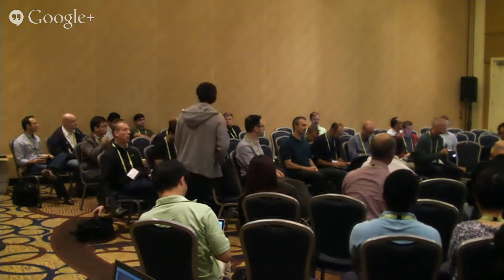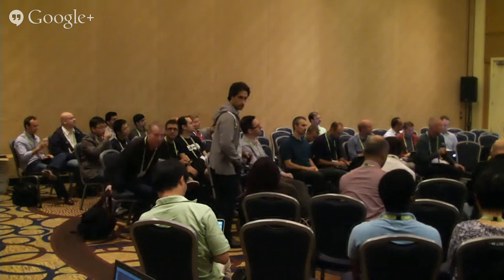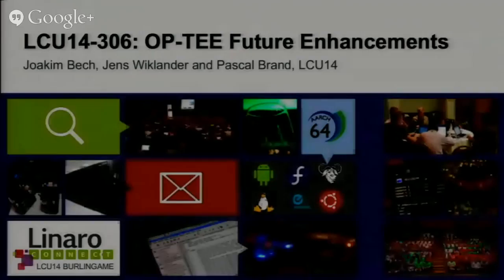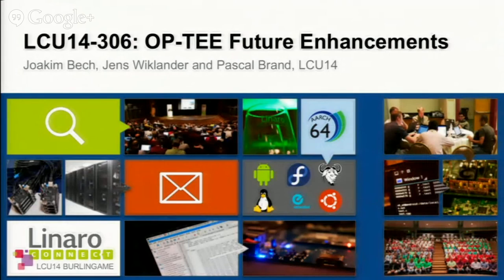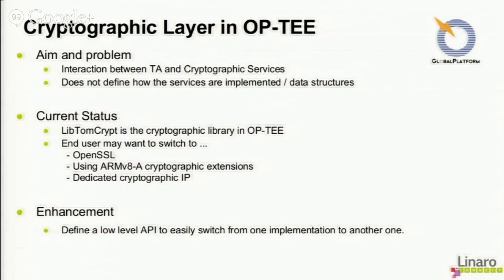Okay, then let's continue with the next session. This is an outcome from a sprint we had in the beginning of the summer, where we identified a couple of things that we would like to look into in the near future. This starts with the cryptographic layer in Opti. Today you have libtomcrypt running as the low-level cryptographic engine. We would like to make it possible to change that to OpenSSL, or if someone has a dedicated hardware IP instead. And Jerome here in the corner is currently doing this work.